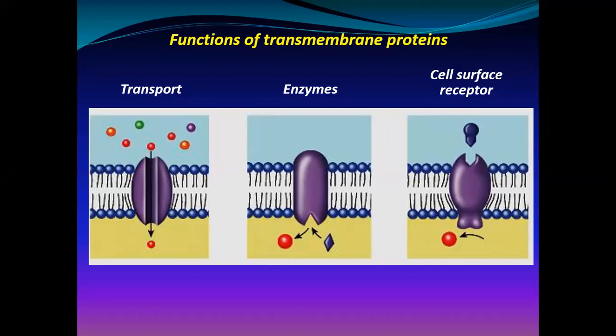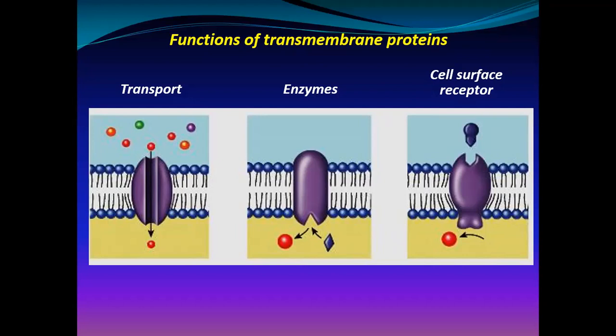And then the cell surface receptor, that is what we call it. For example, the signal molecule, the hormone, cannot go inside the cell. So it comes and binds to the surface. And then some intracellular mechanisms take place. That is what you call signal transduction, and that is the second messenger.